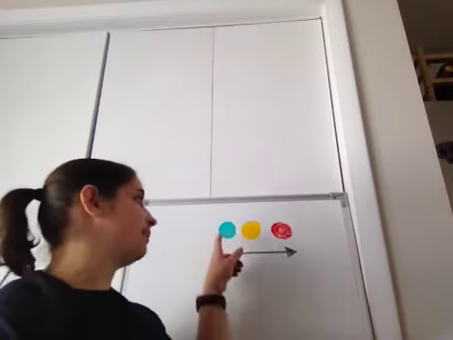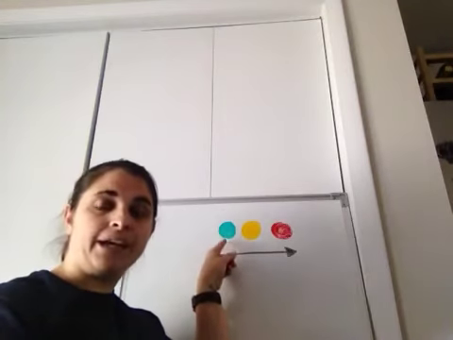Eventually we're going to move into where your child is segmenting all of the sounds, and we're going to use all of those dots. But this is just a really good visual to be able to explain that we're looking for the beginning sound, the first sound that you hear in a word.